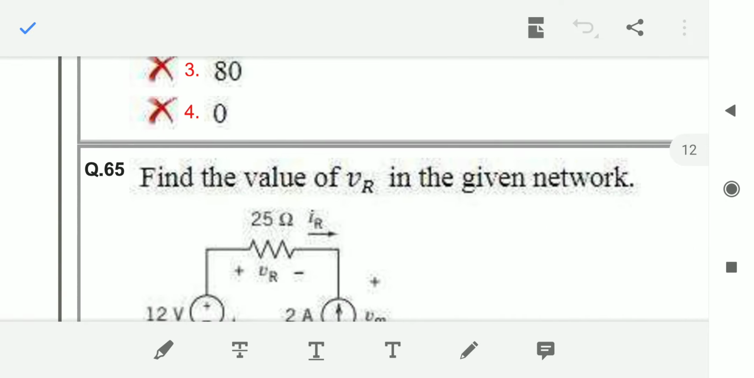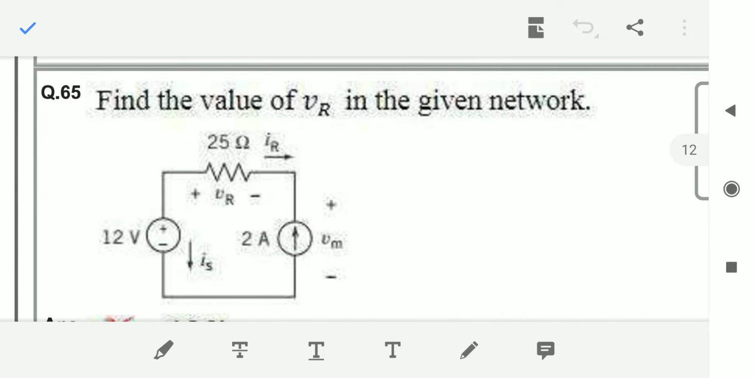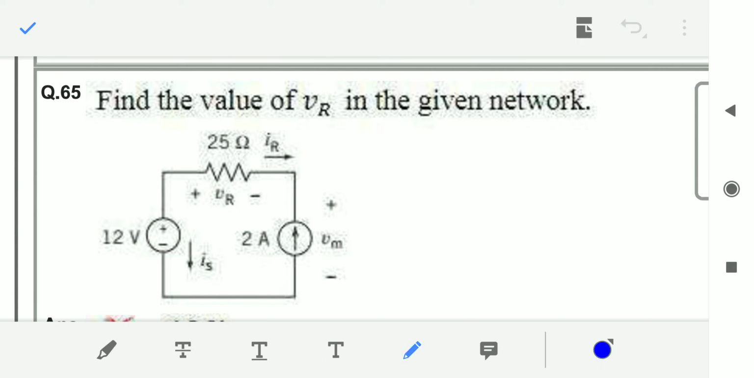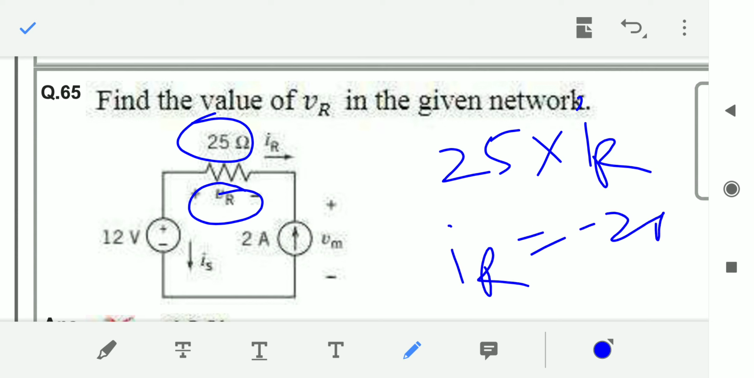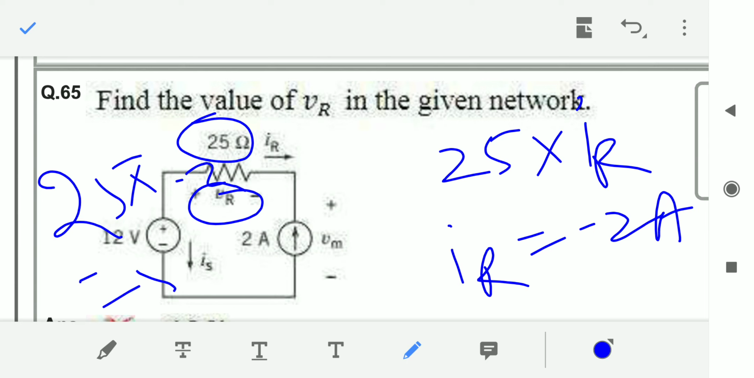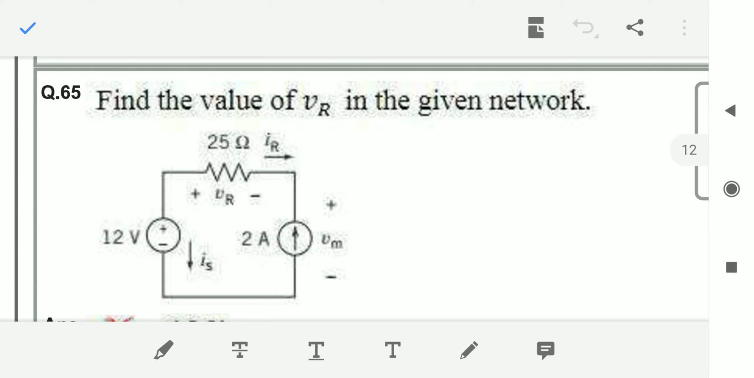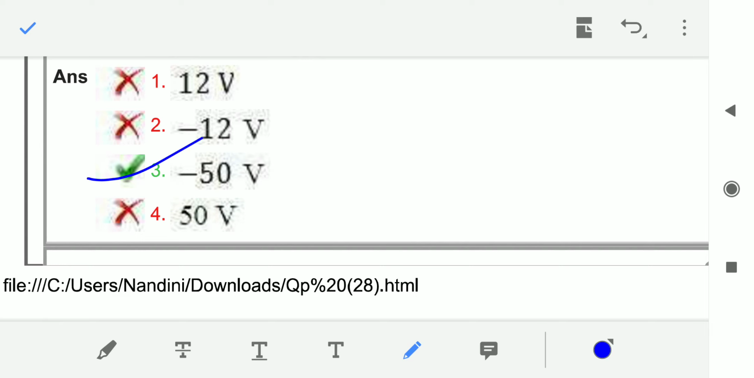Next, find the value of VR in the given network. VR is nothing but the voltage across this resistance. The resistance is 25 ohms and the current IR is equal to minus 2 amperes. That means 25 into minus 2 is equal to minus 50 volts. So the answer is minus 50 volts.